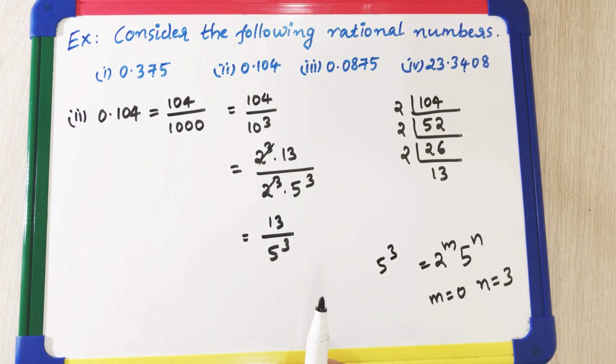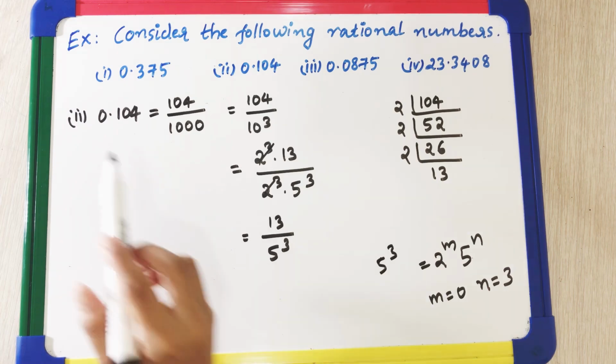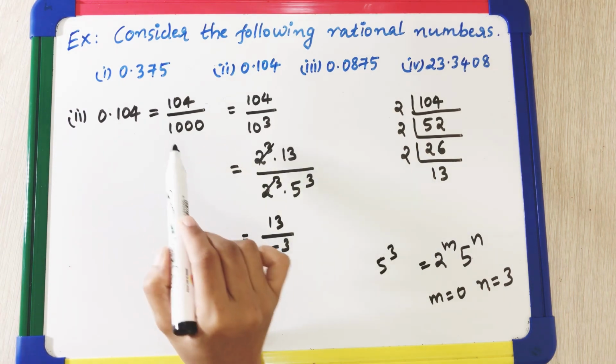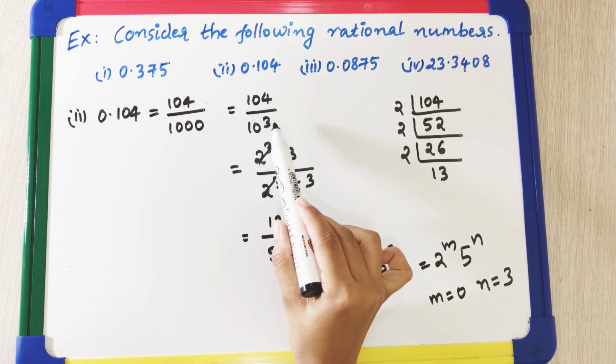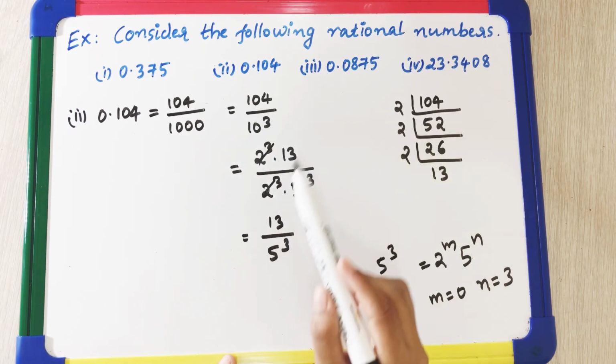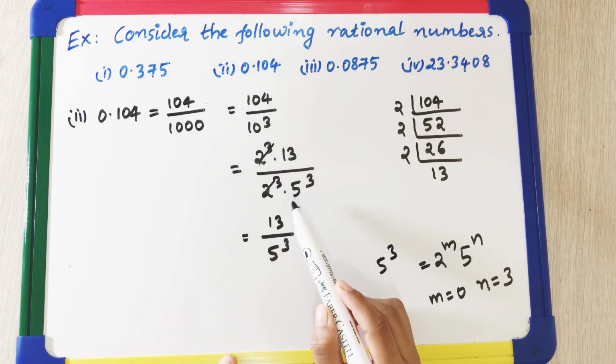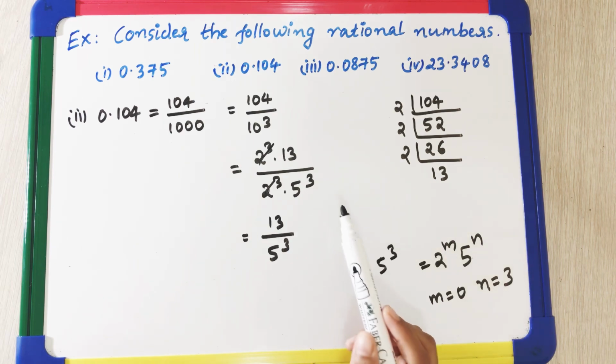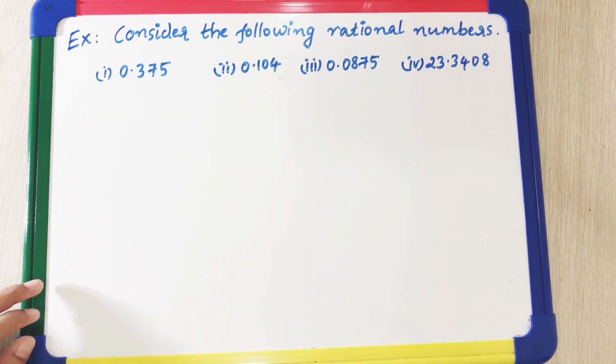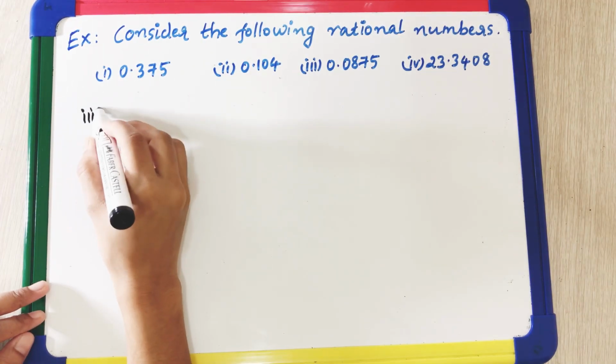Here, you may notice the way we are proceeding. We are expressing the denominator in powers of 10, and powers of 10 have only powers of 2 and powers of 5 as factors. Next one.